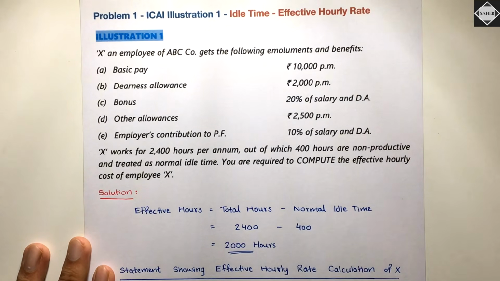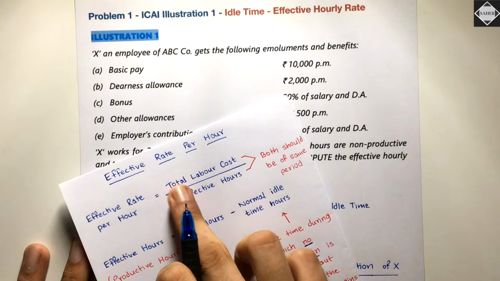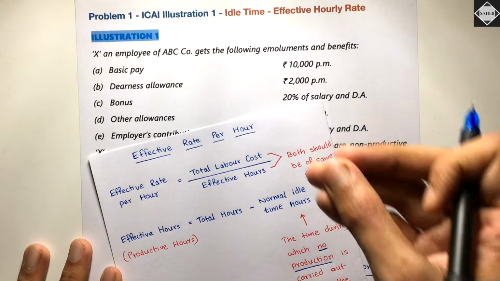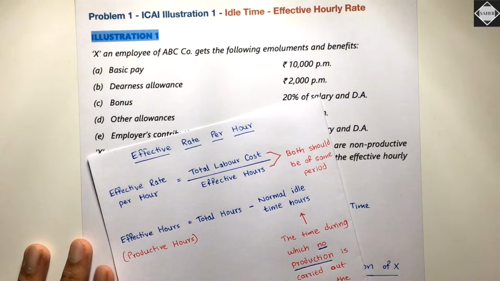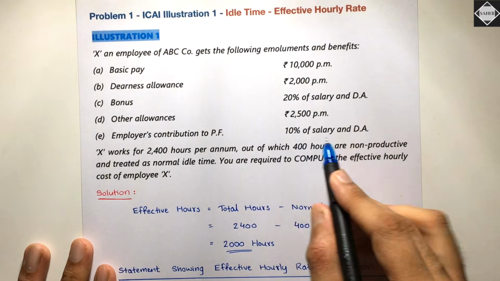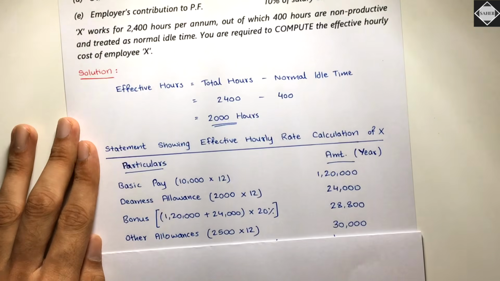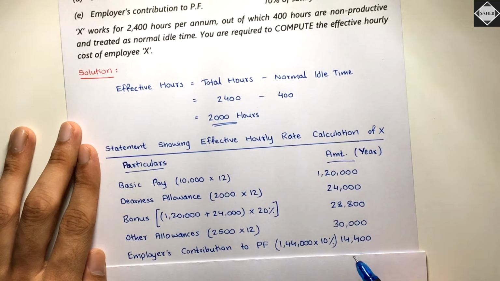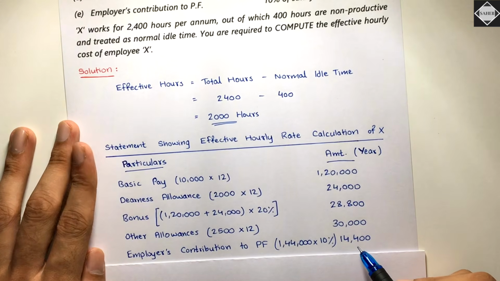Why is that so? Because we just need labor cost in the numerator of that formula. Labor cost means whatever is the cost for the organization, for ABC company. You have to think from ABC company's point of view. Who is the employer? Employer is ABC company. So it is 10% of salary and DA. Salary and DA we saw is 1,44,000, that is 120 plus 24. 1,44,000 into 10% is equal to 14,400. Is it clear?